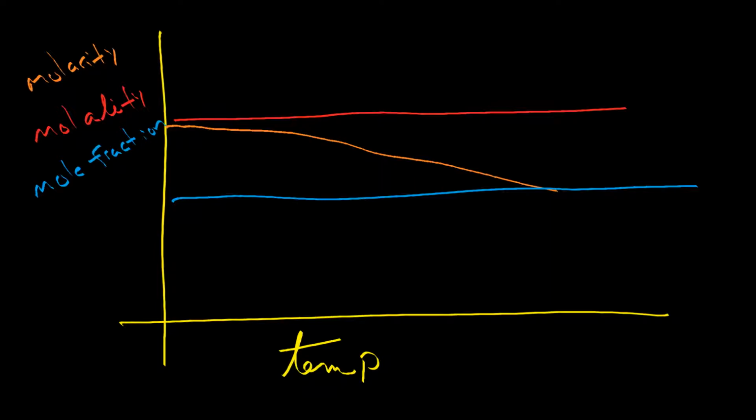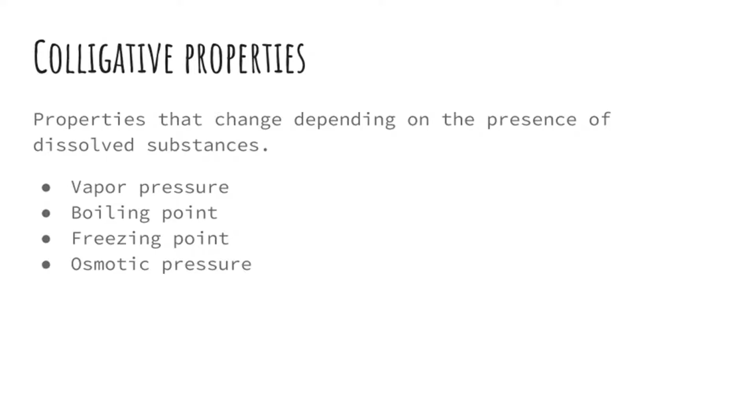But let's move on. Okay, so our colligative properties are the properties of a system that change based upon whether things are dissolved in the system. So that would be things like the vapor pressure of a liquid, its boiling point or its freezing point, or what's called the osmotic pressure. And if you have things dissolved in the liquid, all of these properties are going to change. Now, vapor pressure is the pressure exerted by the vapor coming off of the liquid.